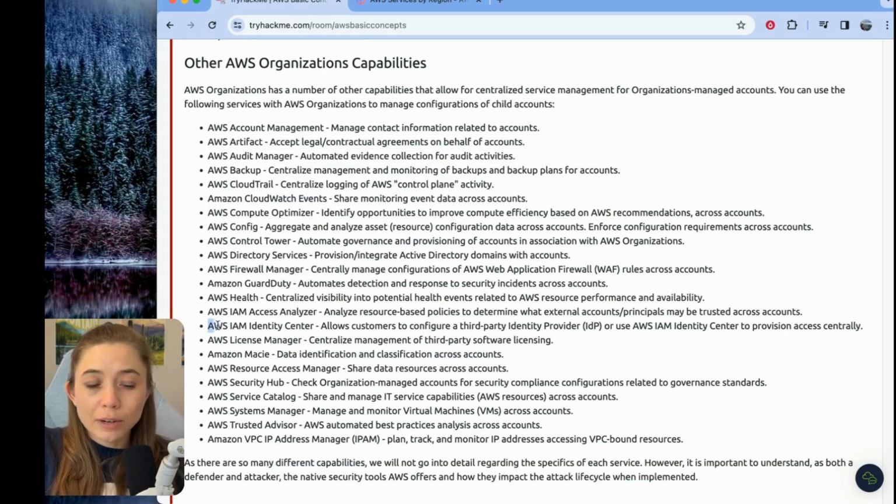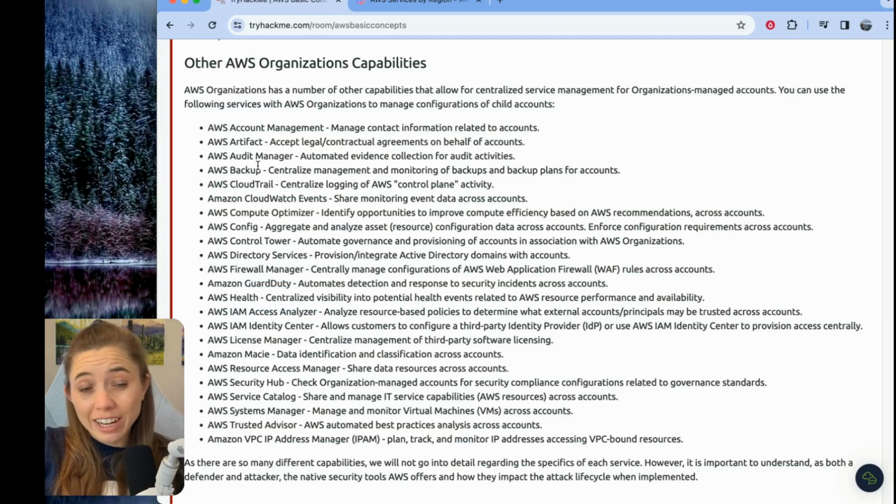I see one on here that we talked about earlier, IAM Identity Center, which I use and really like. Some of the different security services that you can use at the organizational level: IAM Access Analyzer, which helps you identify when you're giving somebody too much access versus IAM policies; Firewall Manager; GuardDuty, which is an AWS security service.